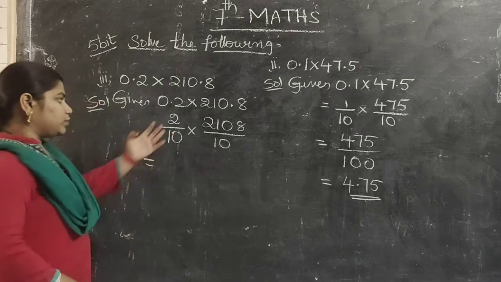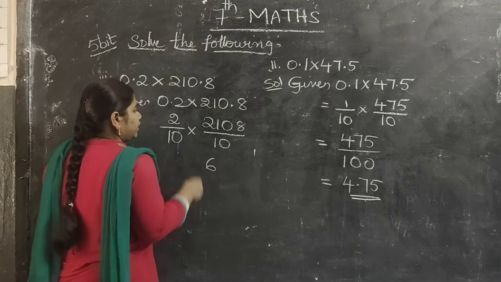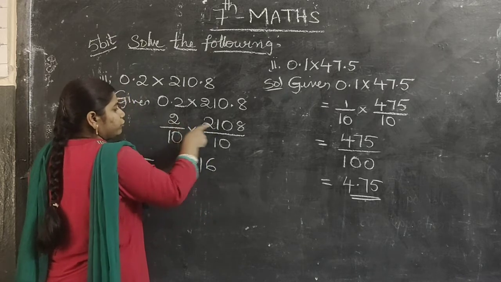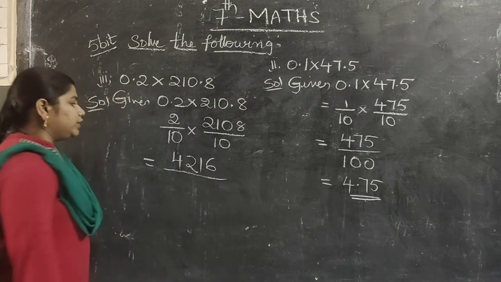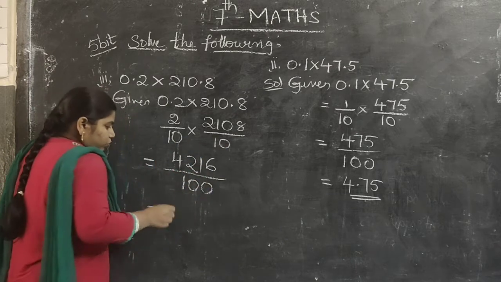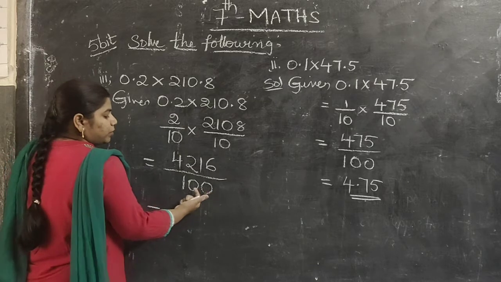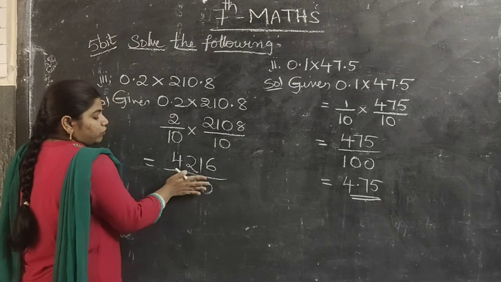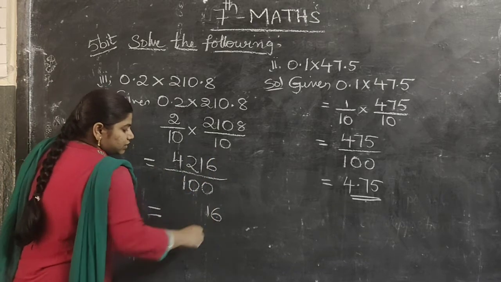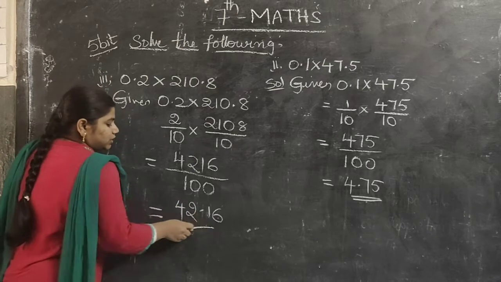So how to do this? First multiply numerator with numerator, denominator with denominator. So 2 8s are 16, 2 zeros are 0, 0 plus 1 will be 1, 2 1s are 2, 2 2s are 4. So how much you got? 4216 by 10 into 10 will be 100. So we want to remove this denominator value. In denominator we are having two zeros. So if you want to remove this denominator, after 2 digits you have to keep a point. That is first digit, second digit, point. That will be 42.16.